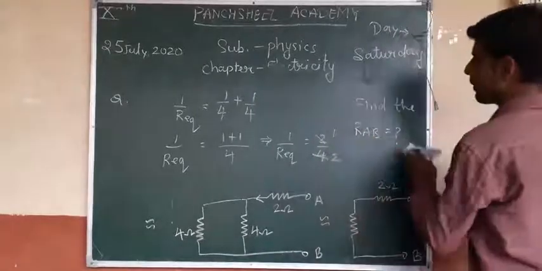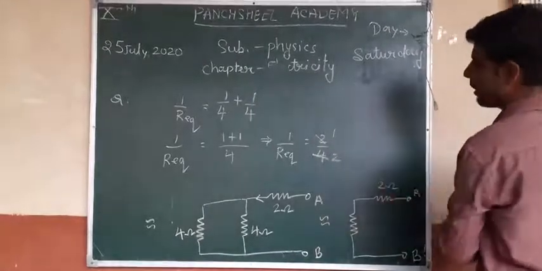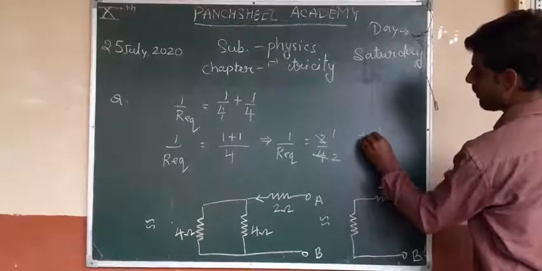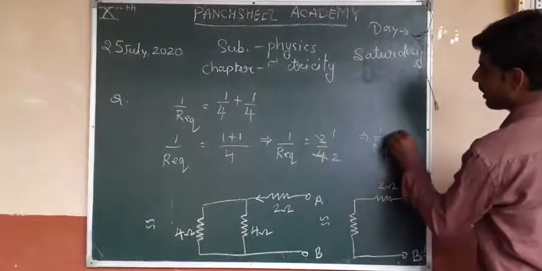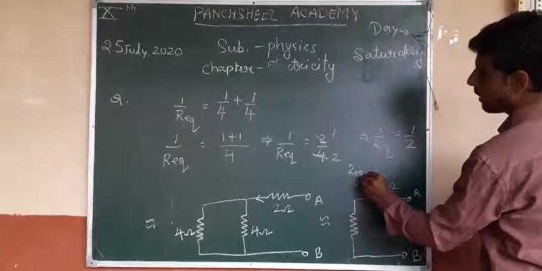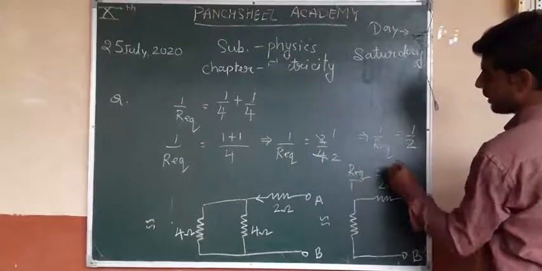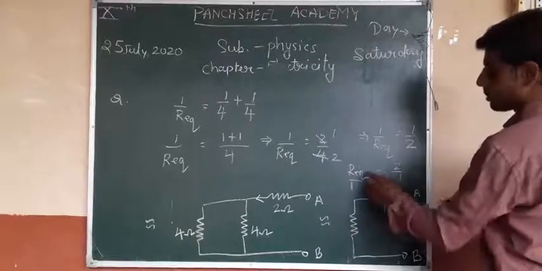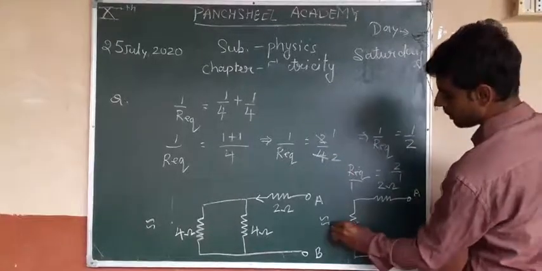So what is the value of R equivalent? 1 by R equivalent equals 1 by 2. So R equivalent equals what? R equivalent upon 1 equals this quantity's reciprocal. So R equivalent equals what? 2 ohm resistance. So what is the value of this? 2 ohm resistance.